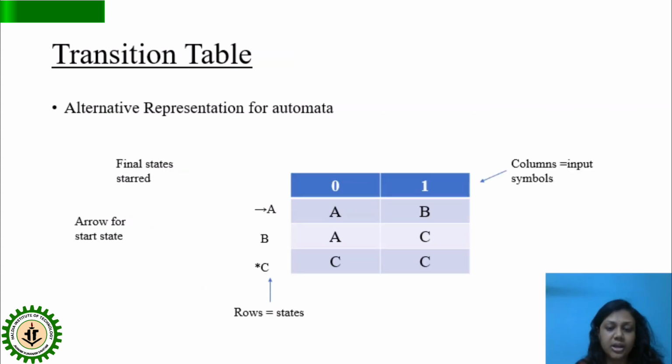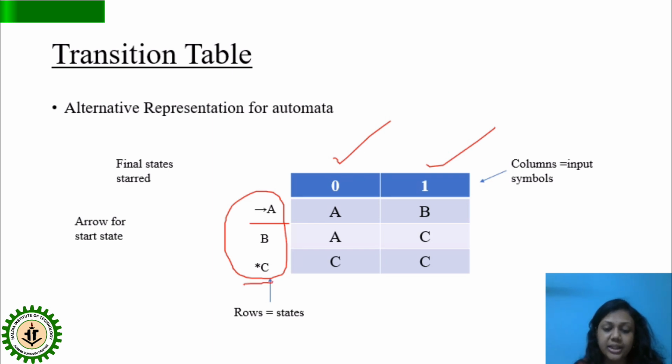Now, let's see what a transition table is. In a transition table, we will have 2 columns. These 1 and 0 will be your inputs, and this will be your number of states. In a transition table, you represent the initial state with this arrow, and the final state with a star.